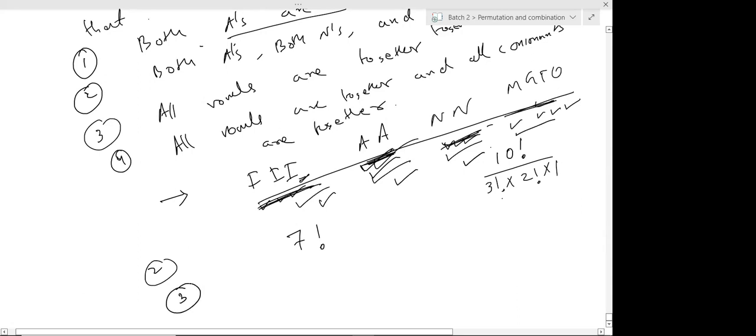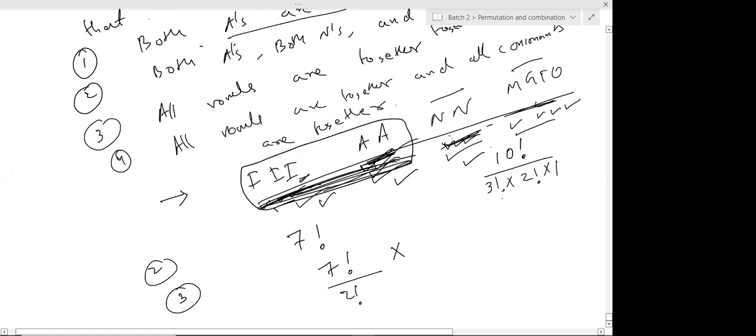In the third part, they say all the vowels are together, so I and A make one bundle. So this is 1 unit, plus 2, 3, plus 4, 7. So 7 factorial, but divided by 2 factorial for the 2 N's. Also, in this whole bundle, these 5 things can be arranged, so 5 factorial upon 3 factorial into 2 factorial.